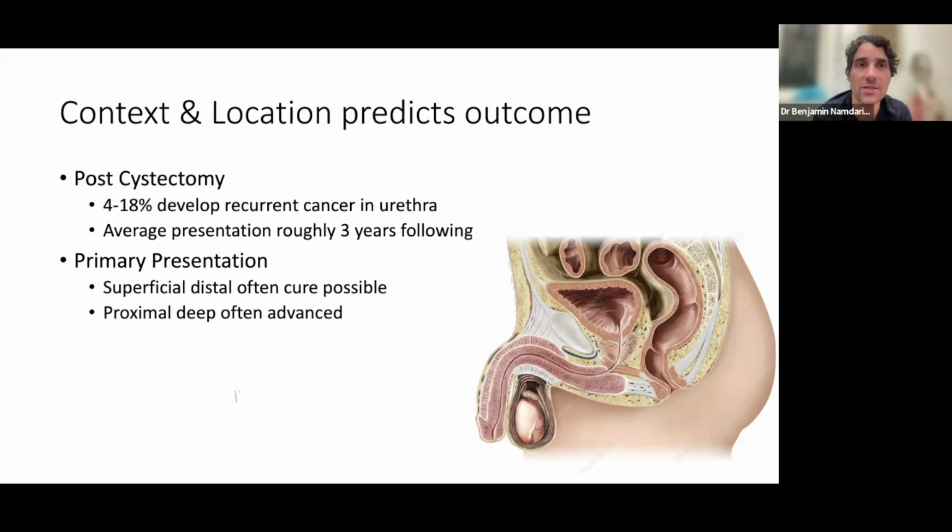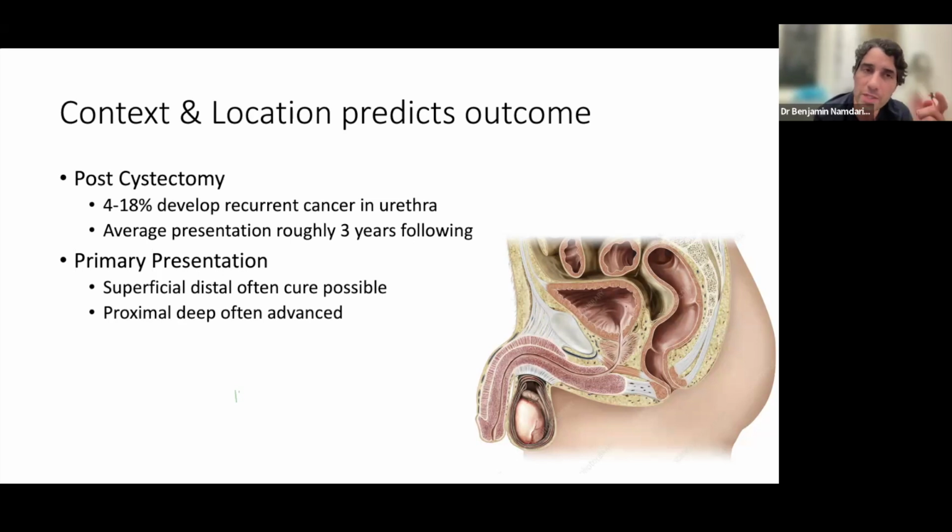So taking the entire length of the urethra can compromise their erectile function, although that's often compromised with the bladder surgery. It is a bit more of a morbid operation and you need to dissect out their pelvic floor to remove that. So often we do not remove it and then we need to survey it. And that's where we see that 4 to 20% develop recurrent cancer in the urethra.